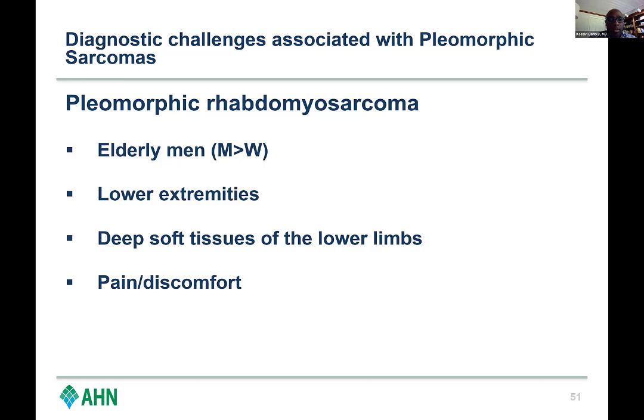Pleomorphic sarcoma. Fortunately, this is a rare sarcoma. This type of sarcoma is actually associated with one of the worst prognoses. Usually affects elderly men, more men than women. It's a type of sarcoma that usually presents as a deep soft tissue tumor of the lower extremity. They can present with pain, discomfort, but sometimes they present with no pain at all, just as a deep-seated mass.